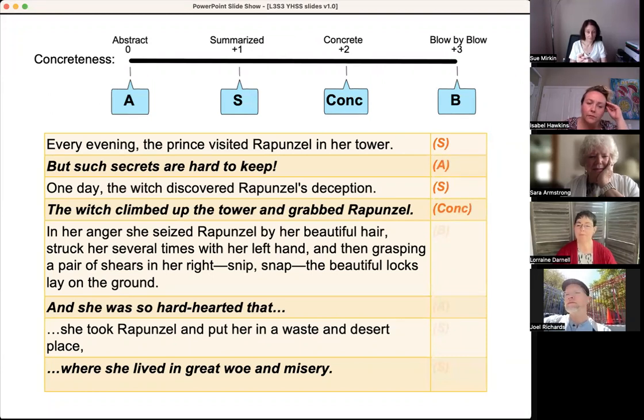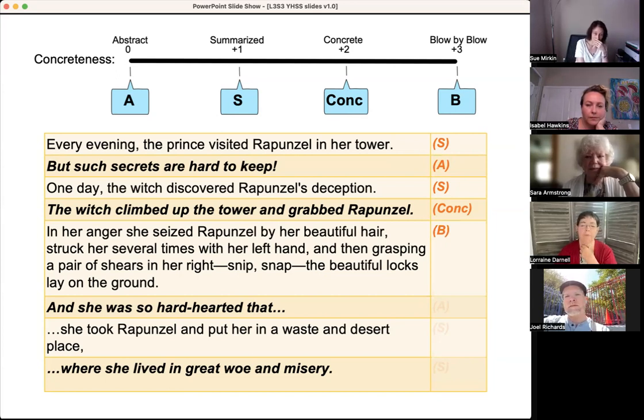In her anger, she seized Rapunzel by her beautiful hair, struck her several times with her left hand, and grasping a pair of shears in her right, snip, snap, the beautiful locks lay on the ground. What's that one? Blow by blow. Blow by blow, absolutely. Classic blow by blow. It's a series of actions that sort of add up to one action, right? She cut off her hair. That would be the concrete action statement that would take the place of this, but this goes into the details of how you do that.